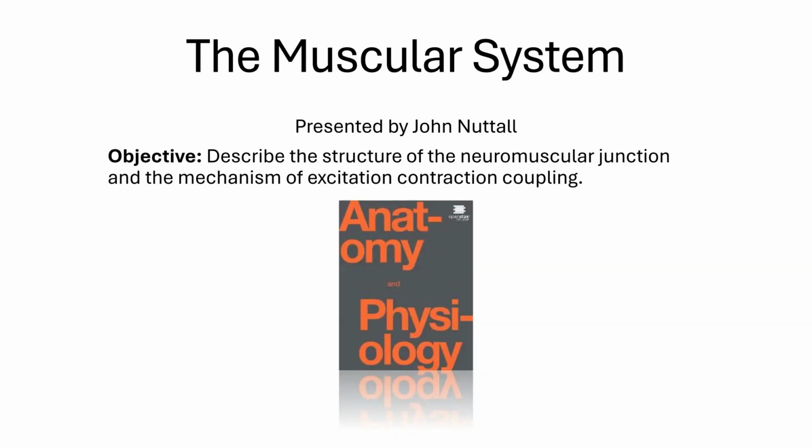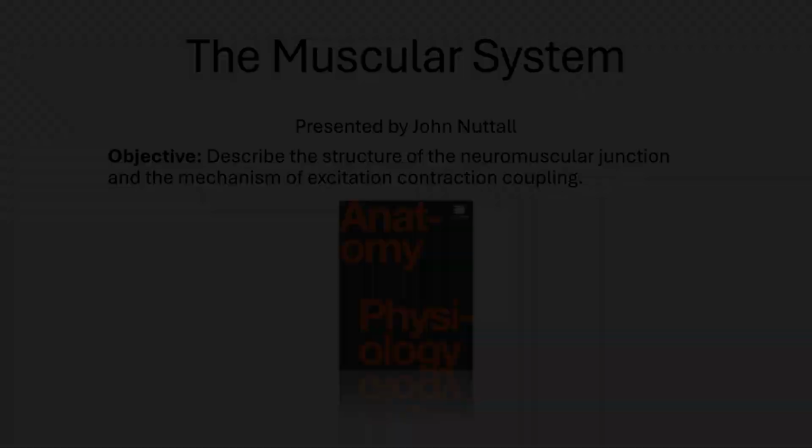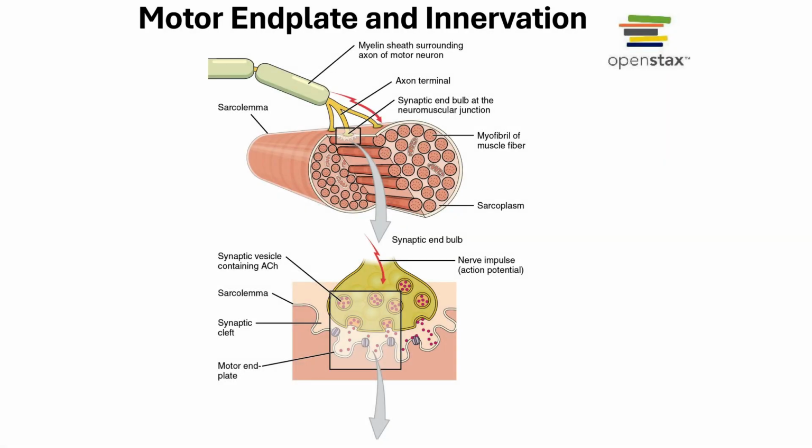In this video, you will learn about the neuromuscular junction and the mechanism of excitation-contraction coupling. The neuromuscular junction is the point of communication between a motor neuron and a skeletal muscle fiber. It consists of three main structures.